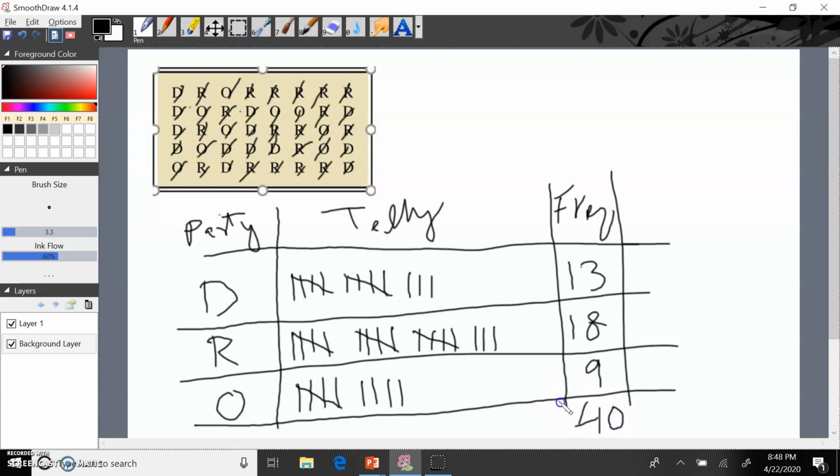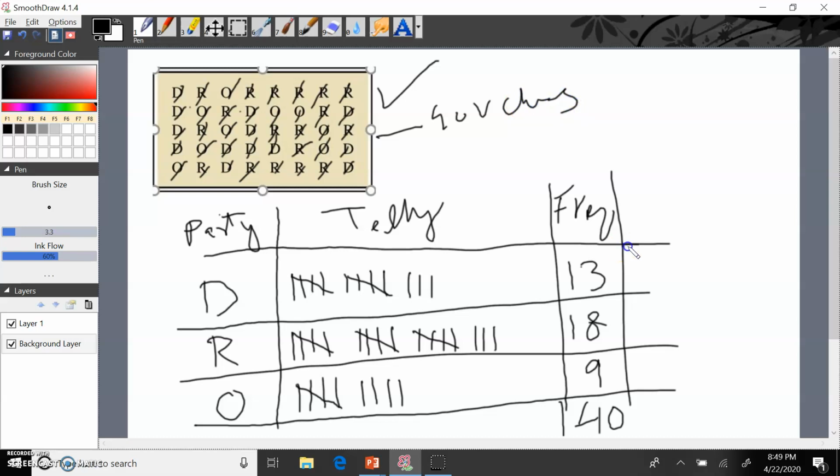And this answer has to be 40 because these are the 40 values. These are all 40 values. So this answer has to be 40. If that answer is not 40, then I would have been in a difficult situation.